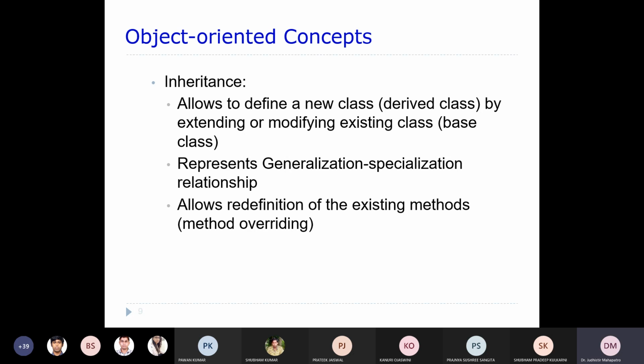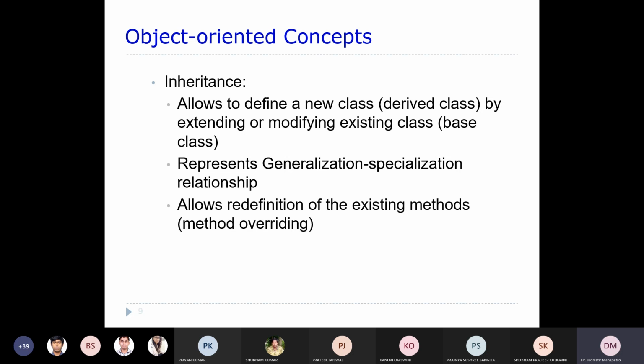There is a very important concept called inheritance. You have some base classes and some derived classes. The derived classes are the ones that inherit certain operations or properties from their base class. That is what we call inheritance.